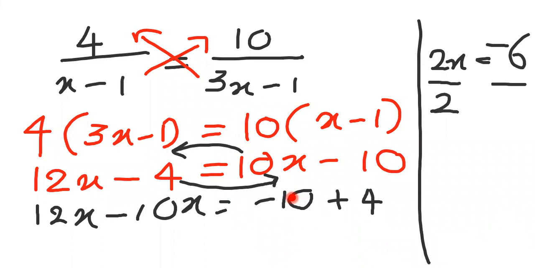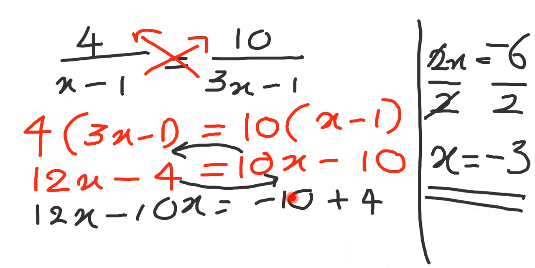So what should you do? Divide both sides. When you divide, 2 gets cancelled. X equals 6 divided by 2 is 3. But negative divided by positive is negative. So answer is x equal minus 3. X equal minus 3.